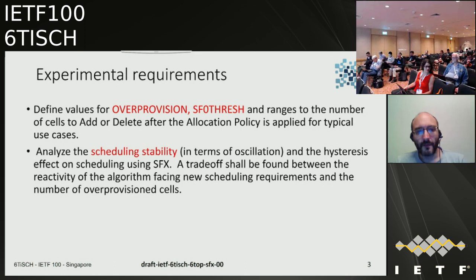The request is the defined values for over-provisioning, the SF0 threshold, and the other ranges, as to add or delete cells on the allocation policy. And then we want to analyze the scheduling stability and the oscillation, because that's the main issue when you are trying to define how many cells you are going to add or delete on one side or the other to avoid oscillation. And that's one of the features that SFX has. And next, please.